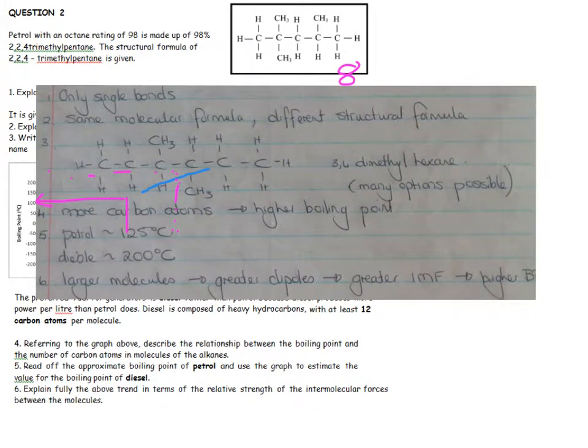So let's go through that one last time. Larger molecules have got greater instantaneous dipoles forming, therefore greater intermolecular forces and higher boiling points.